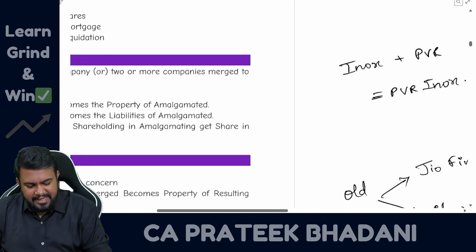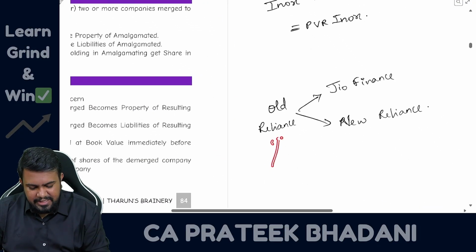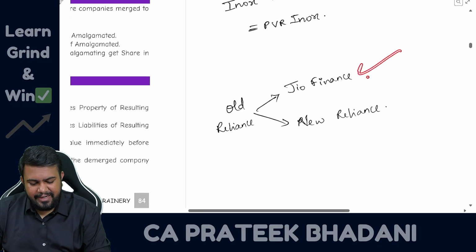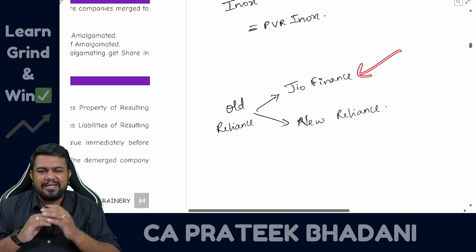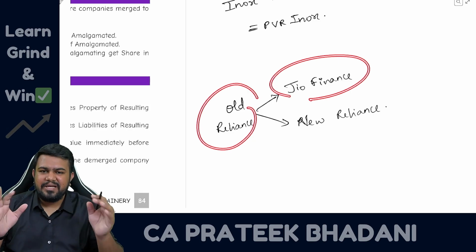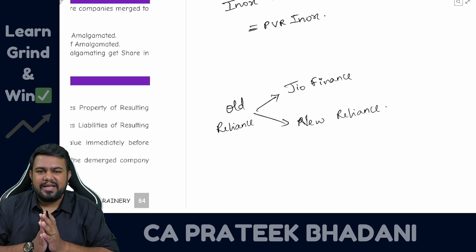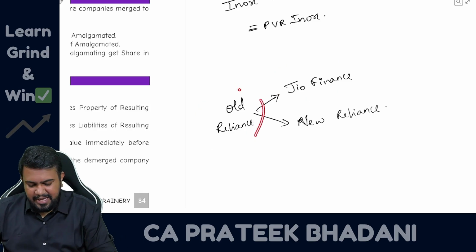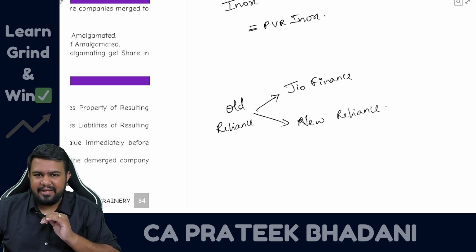In this case, as I told you, old Reliance shareholders will now get new shares of Jio Finance. In such a case, what is happening? The person is giving up some right in old Reliance shares and getting Jio Finance shares. This also will not be considered as transfer, so old Reliance shareholders need not pay any capital gain tax.